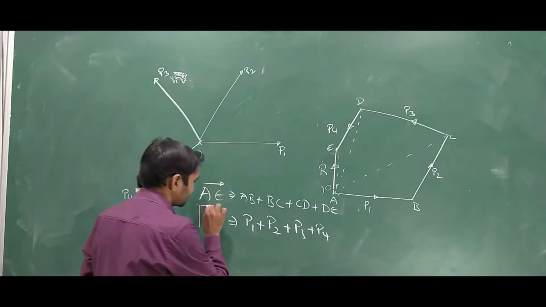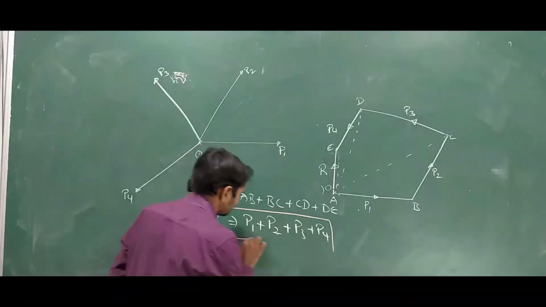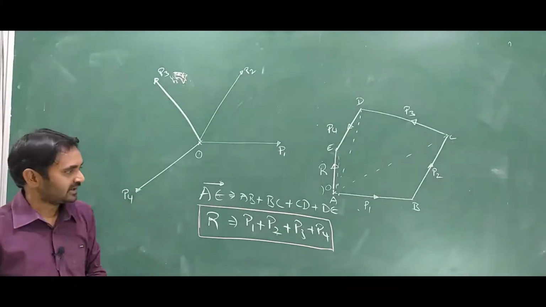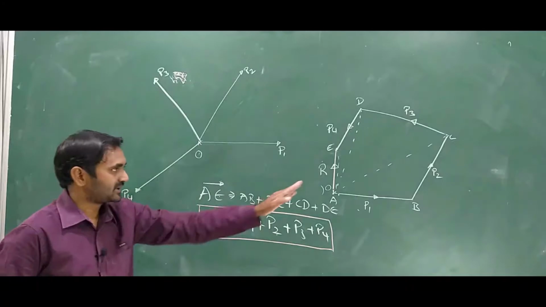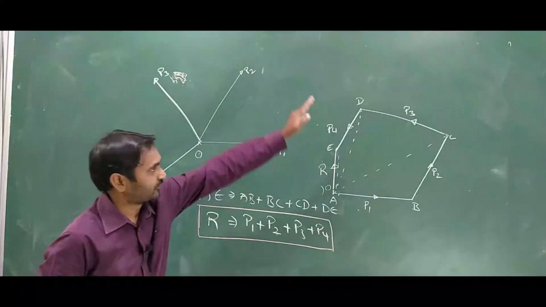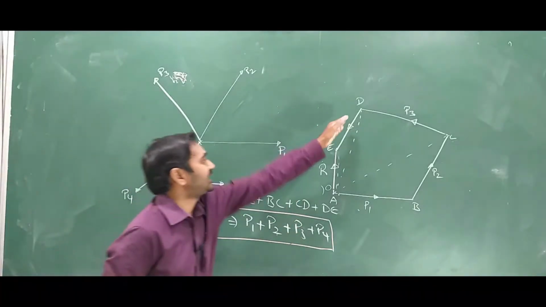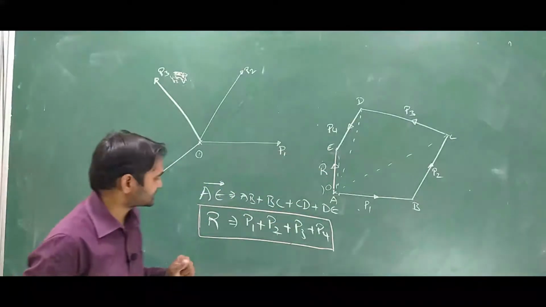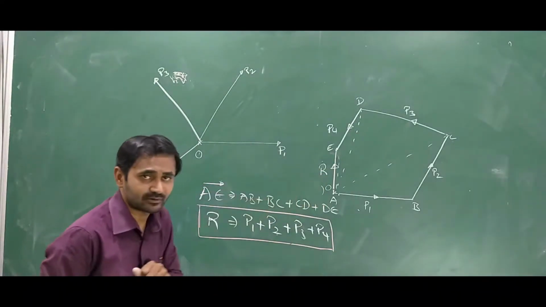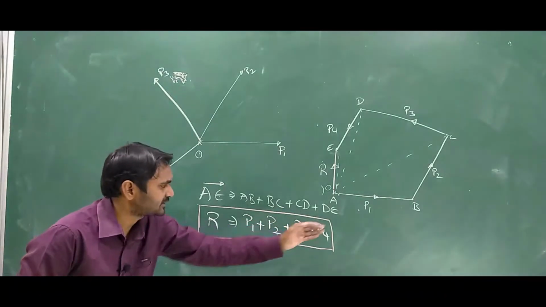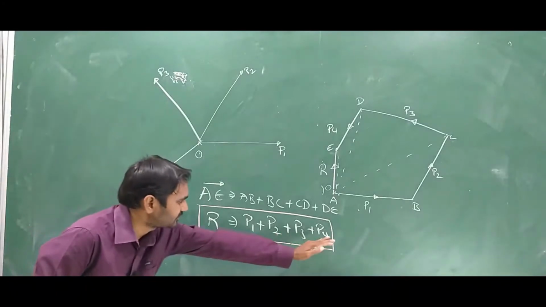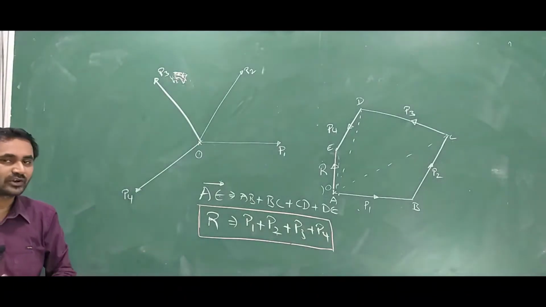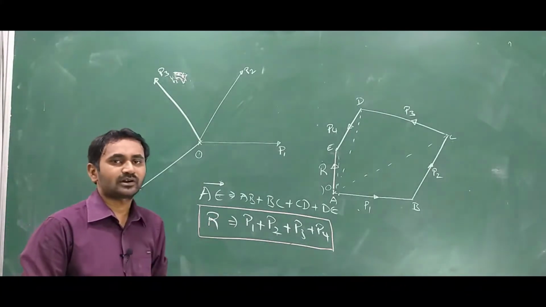See, from this you can clearly know that the resultant is equal to the sum of all the forces in a polygon. Here AB force is represented with P1, BC force with P2, CD force with P3, and DE force with P4. Now the closing side AE is the resultant R, so R is equal to P1 plus P2 plus P3 plus P4. By summation of all the forces, you will get the resultant force. This formula is going to be used in the polygonal law.